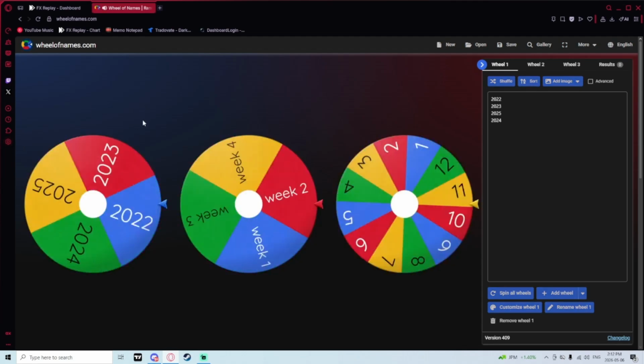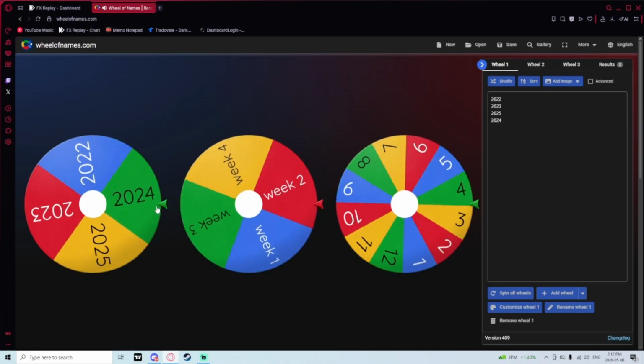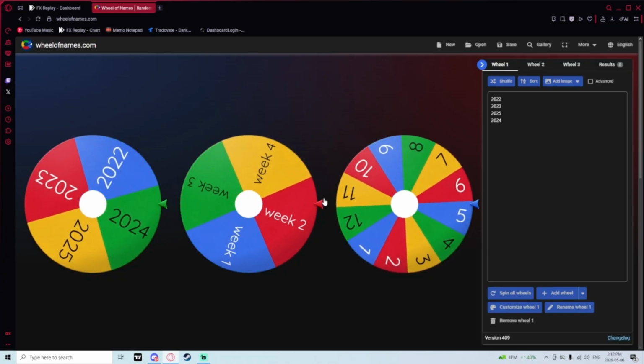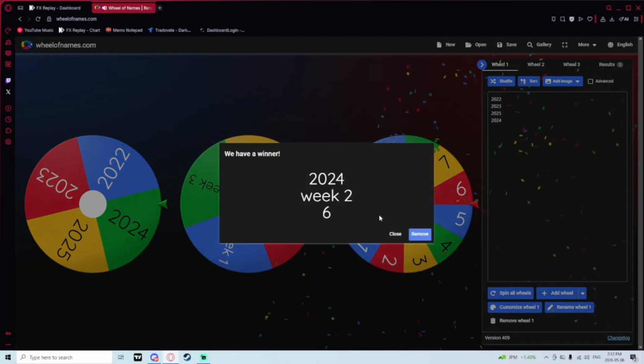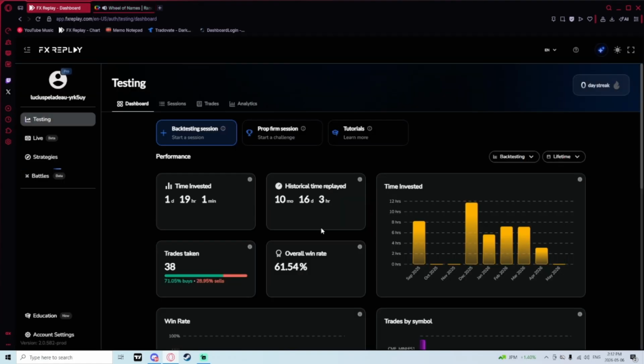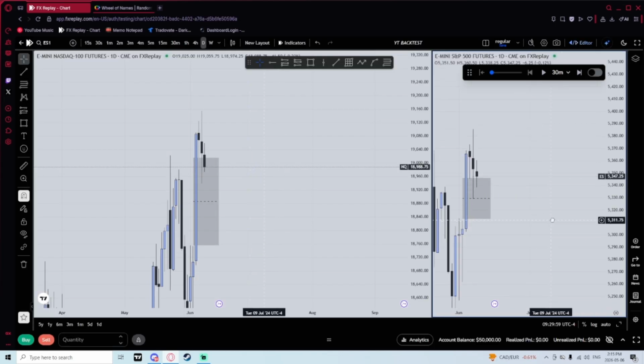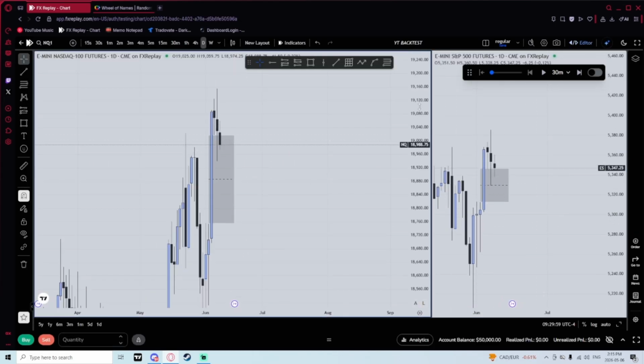I haven't done this in a little bit. Let's get right to it. Let's see, 2024, week 2, month 6. So June 2024, what was it, week 2? Bang. Okay, let's go. Okay, so we have a daily bullish fair value gap on ES and NQ.